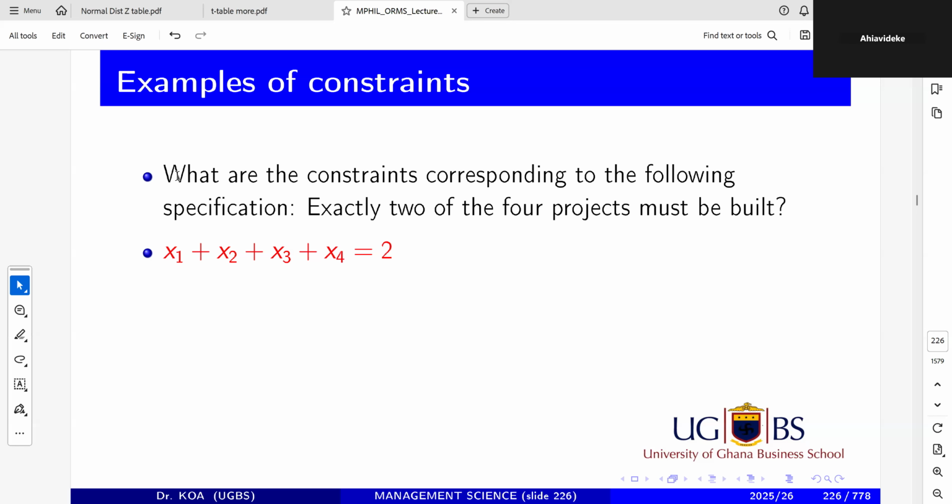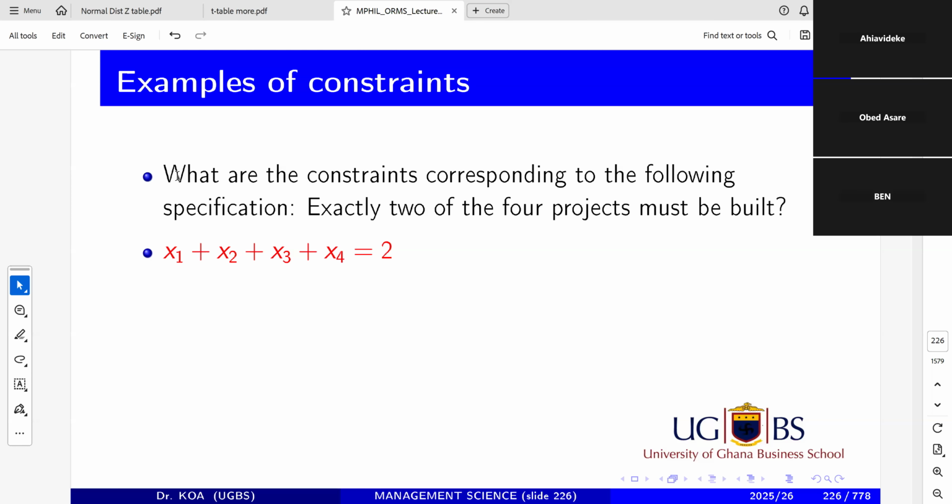Yes, but sir, I want to ask a question. In that case, does it still hold as a binary equation? Yeah. Remember, each of them can appear once or not appear at all. You see here, it says 4 of the projects, and we know the projects are 4. He could have said exactly 2 of swimming pool and the others must be built. It's the same thing. It's still going to be X1, X2, X3, X4 equals to that.